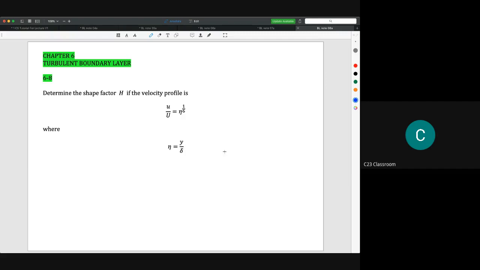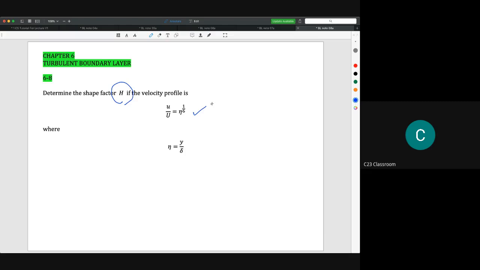Okay, for this tutorial, I would like to share a few things, because almost everything has been discussed previously. In question 6.8, I modified it a little bit. The question is just to find the shape factor H if the velocity profile is given like this. This is actually the common way to show the velocity profile.